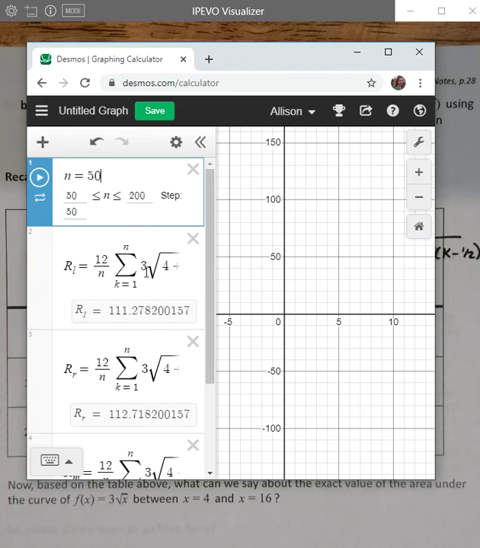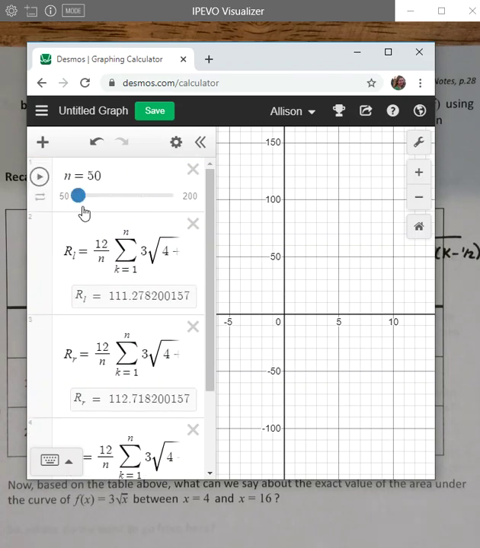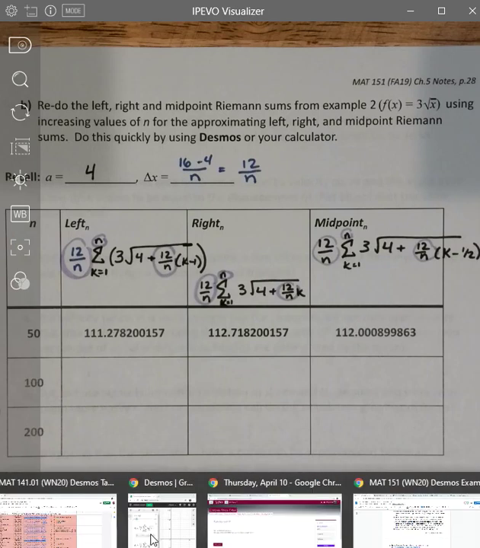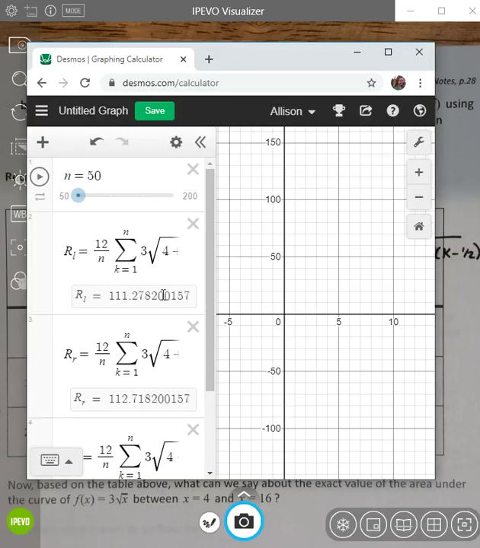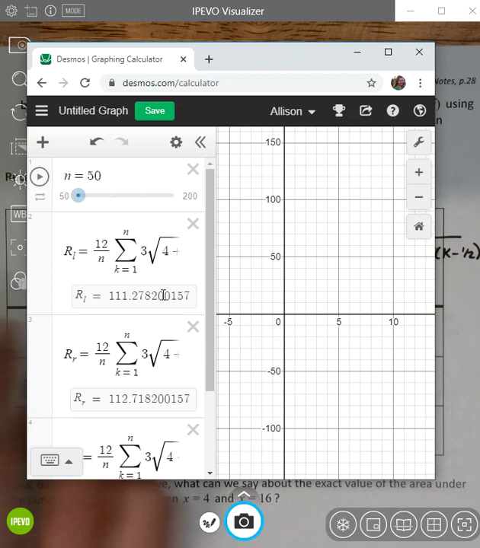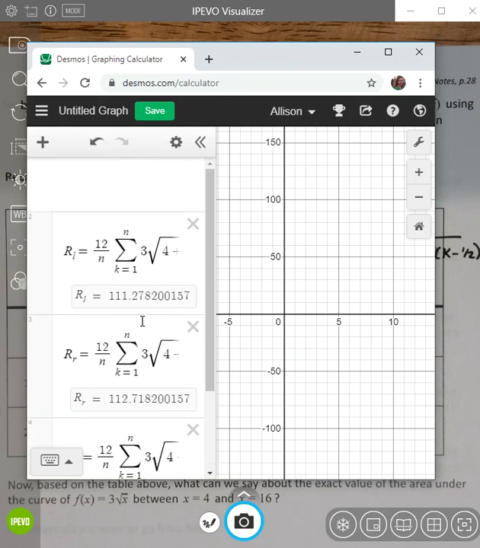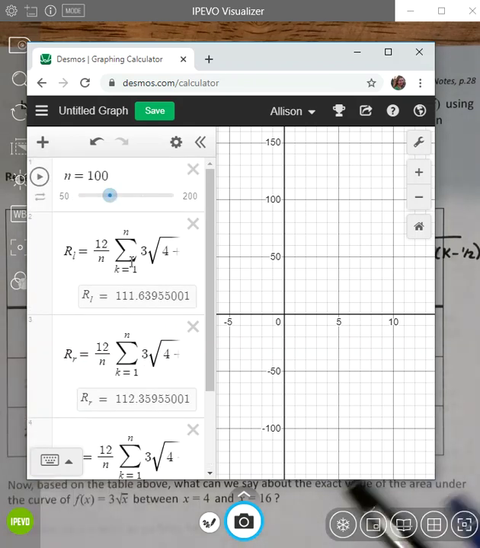Okay, so at 50 I can fill in the values, and again I was picking 50 with a step of 50 so I can go 50, 100, 150, 200 to get these 3 values filled in. So 50, we have 111.27, etc. We have the 112.718 and 112.0089. Those values are already written in for us. So if I increment this to 100, I'm going to fill in my table here.